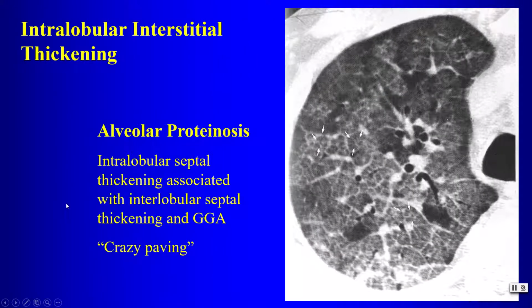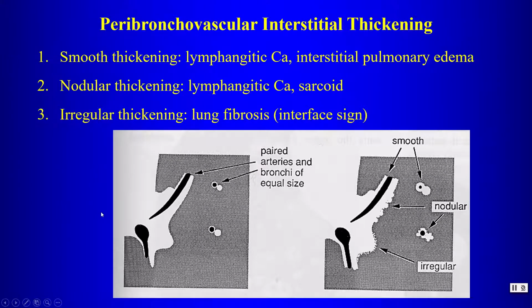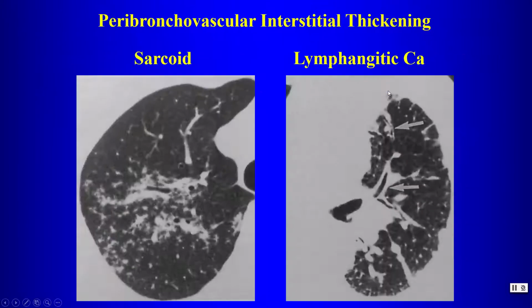Alveolar proteinosis we've already covered as a cause of both interlobular and intralobular septal thickening with ground glass opacity, and we call that crazy paving when we see that particular appearance. Now you can also have peribronchovascular interstitial thickening, so interstitial thickening around the bronchi. So we would call that peribronchial cuffing if we see that. And again, that might be smooth or it might be nodular. So smooth thickening we can see with lymphangitic cancer, interstitial pulmonary edema, nodular thickening, again, lymphangitic cancer, sarcoid, and irregular thickening, as we've talked about. Lung fibrosis might do that.